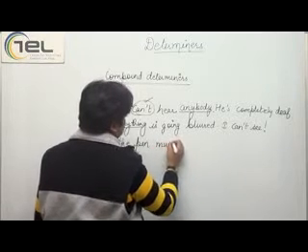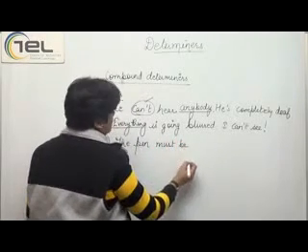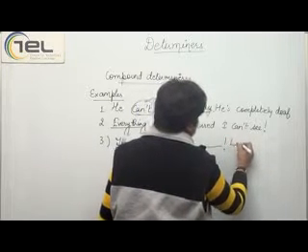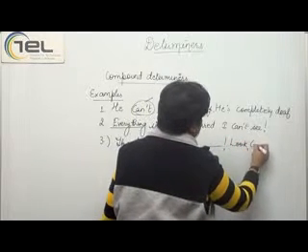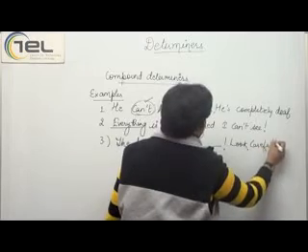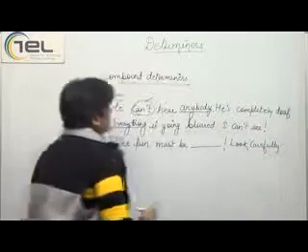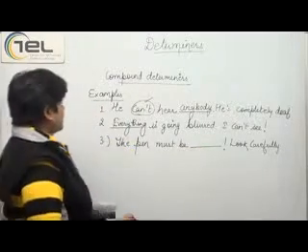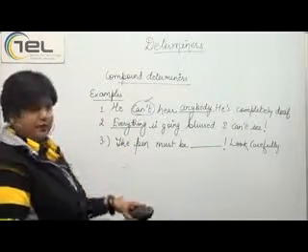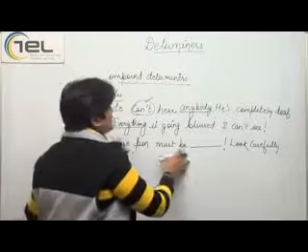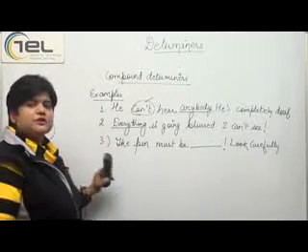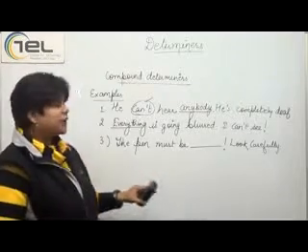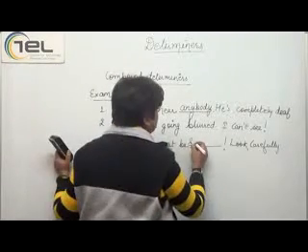Another example that we can take here is: the pen must be dash, look carefully. The pen must be somewhere. We are searching for something, and the pen which is lost must be somewhere, look carefully. So somewhere.